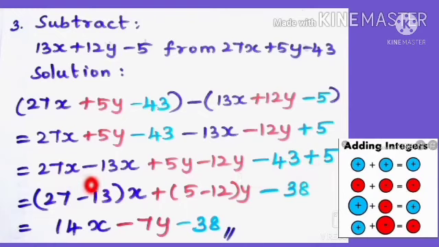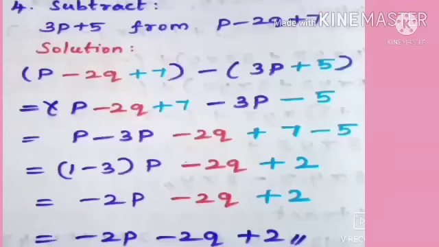So here 27 minus 13 is 14x, and here again we are using addition of integer rules. That is, 12 minus 5 is 7 and the sign of the greater one is minus. So minus 7y minus 38. So thus we get 14x minus 7y minus 38, which is the required algebraic expression.